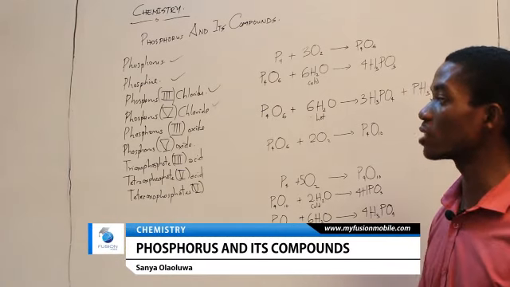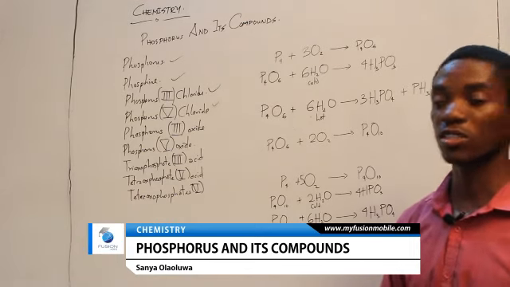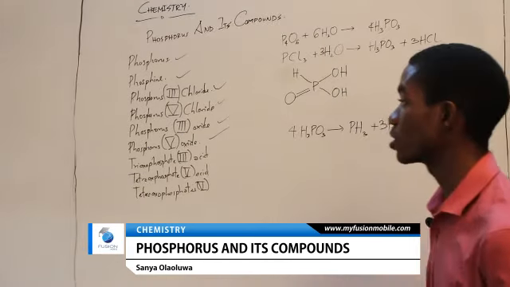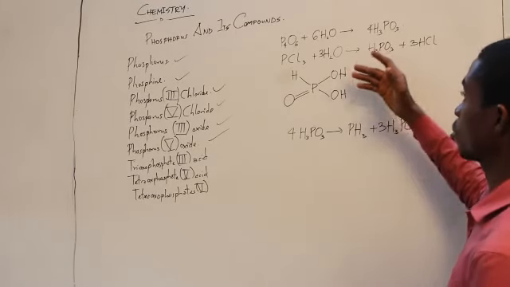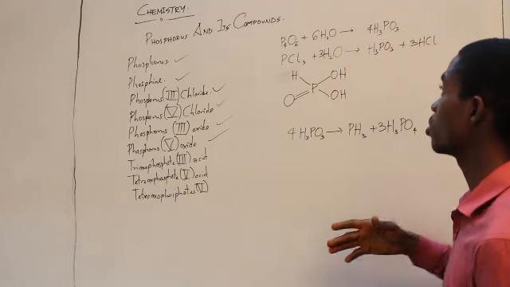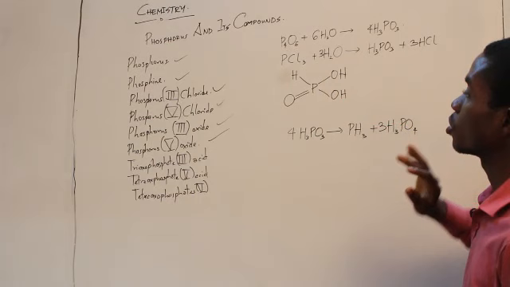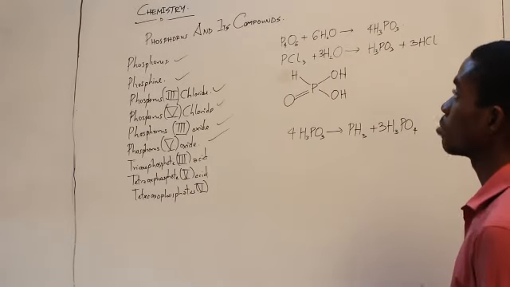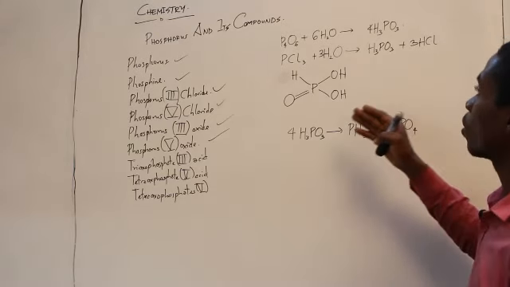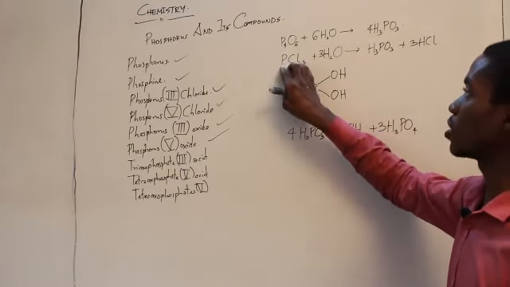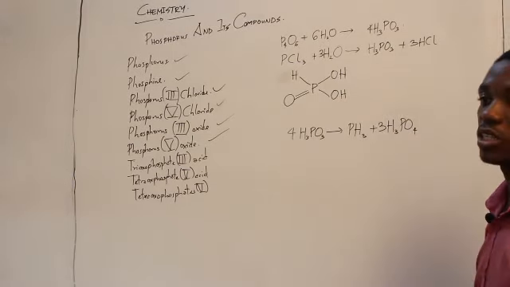Alright, let's quickly look at trioxophosphate 3 acid and tetraoxophosphate 5 acid. Let's first consider trioxophosphate 3 acid. There are two ways we can use in producing it. You can react phosphorus 3 oxide with water, or you react phosphorus 3 chloride with water. Both of them will produce the acid.